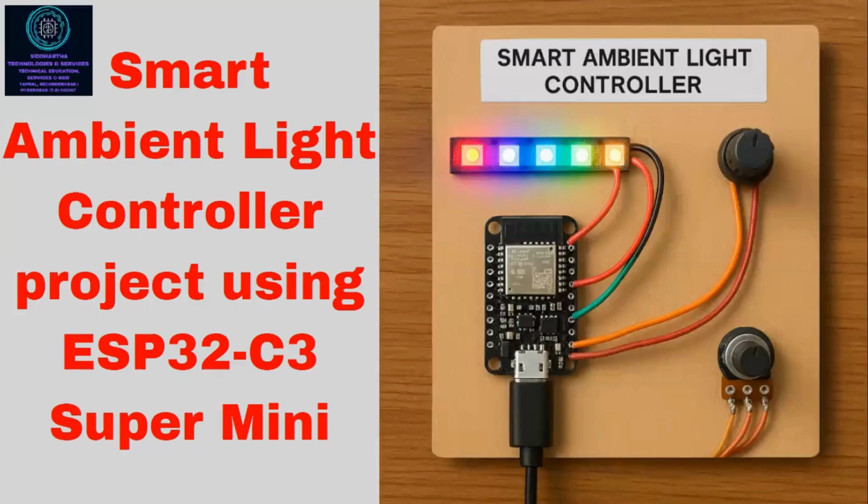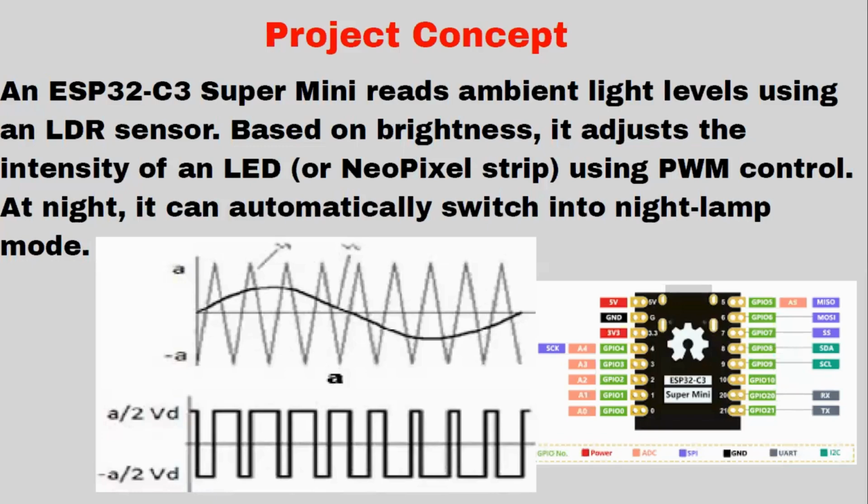So let's see what is in the project. First of all, an ESP32-C3 Super Mini reads ambient light. It will read the light level using an LDR sensor. That means we are using a small sensor, an LDR sensor. It's a light sensor, basically a variable resistor. Based on brightness, it adjusts the intensity of an LED. That is, based on the light falling on this LDR, it will adjust the light.